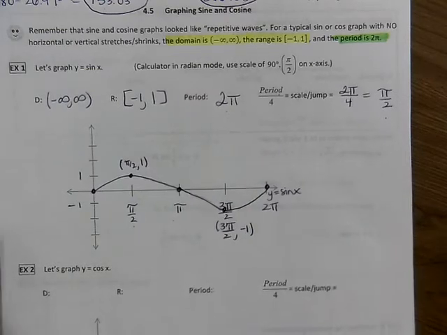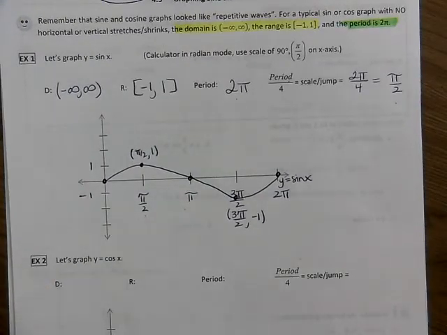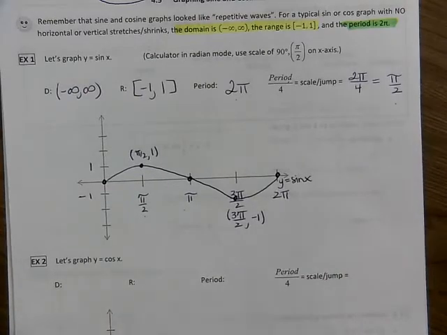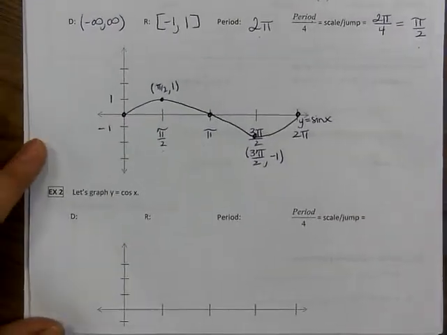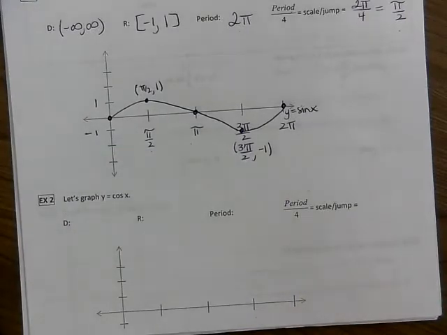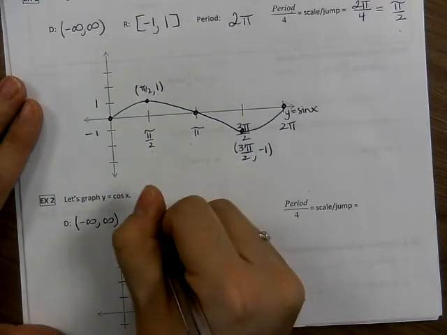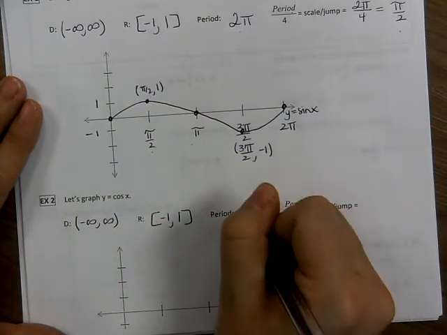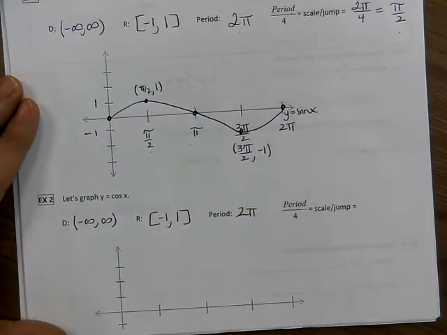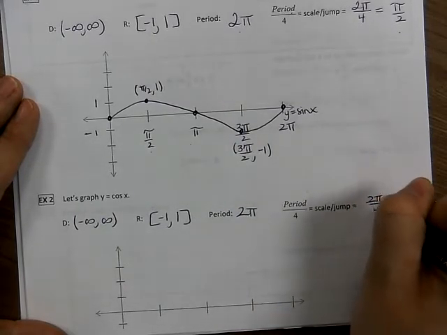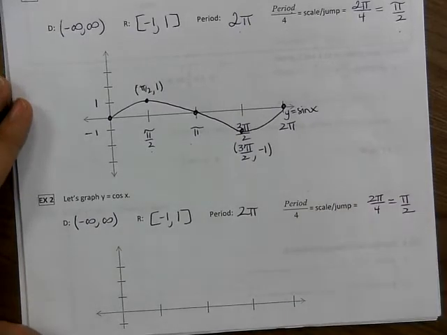Okay, any other questions? Now, unfortunately, these notes kind of got screwed up. So we are going to draw this graph on the next page, but we can fill in this information here. We're kind of shifting gears now. We're going to talk about cosine. So we're going to do all the same stuff. We're going to think about the unit circle, because again, that's where these graphs are coming from. And then the domain and the range are still the same. So the domain for cosine is still negative infinity to infinity, and the range is negative 1 to 1. And the period is also 2 pi. To figure out the scale or the jump, all you have to do is take that period of 2 pi, divide it by 4, giving you pi over 2.